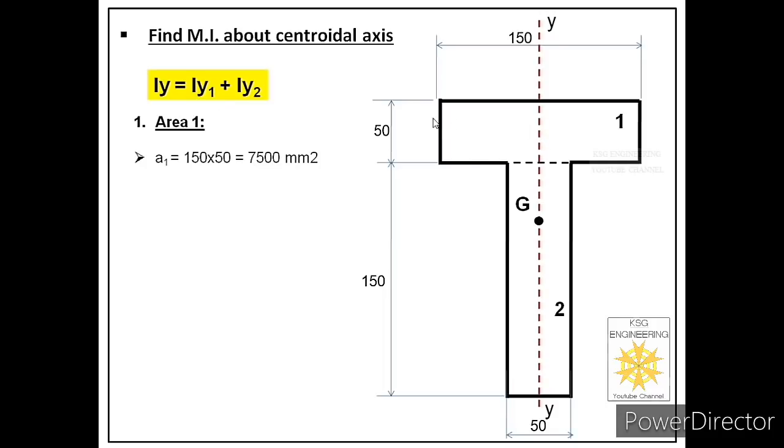In order to find Iy1, what do we need to do first? We need to first find the area of this first area. It is a rectangular area. It means the area will be length into width, that is 150 minus 50. So we'll again get 7500 mm square. What will be the next step? The next step is to locate its centroid. And we know the centroid of area 1 will lie at L by 2 and B by 2. So this will be 75 and this will be 25.